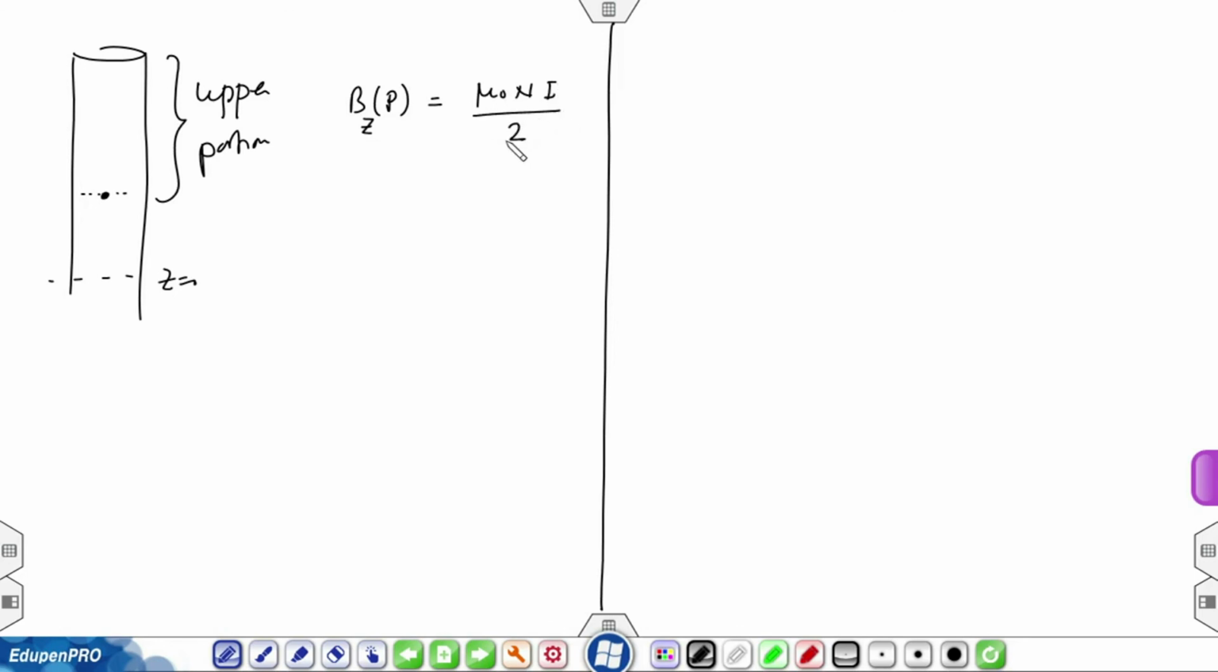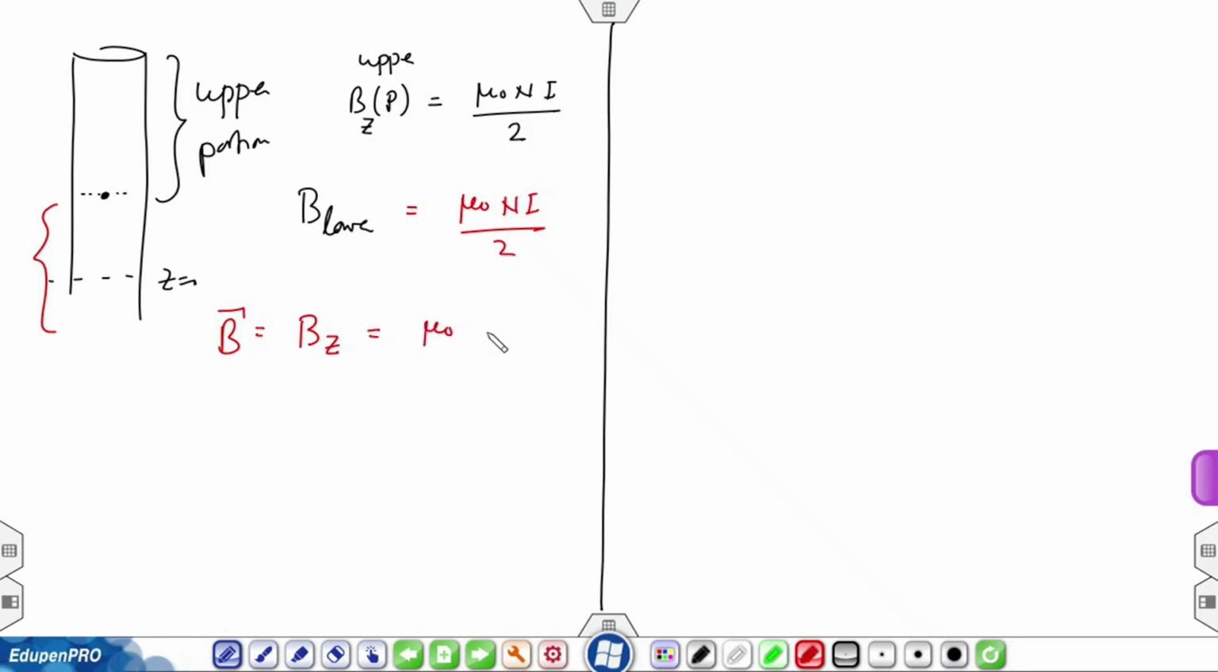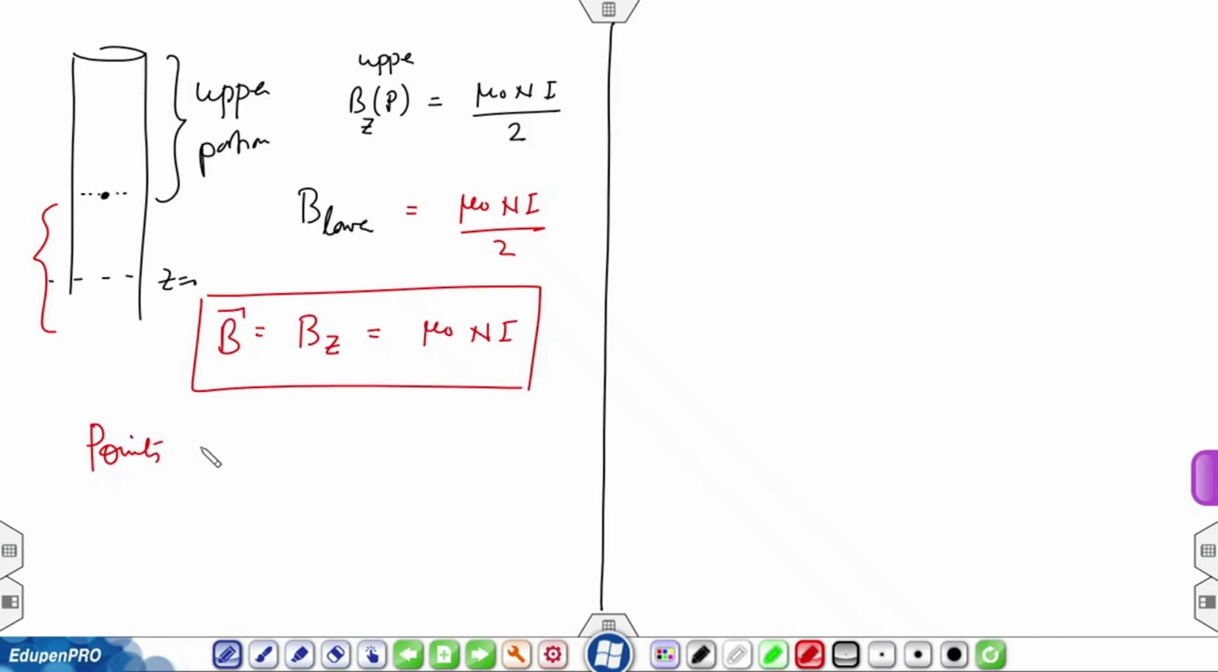In exactly the same manner, and then I will leave it for you, the lower portion, B lower, this is upper, will give me again mu naught n I over 2. Therefore, B is equal to B z, which is mu naught n I, a well known expression. And this is for points inside the solenoid.